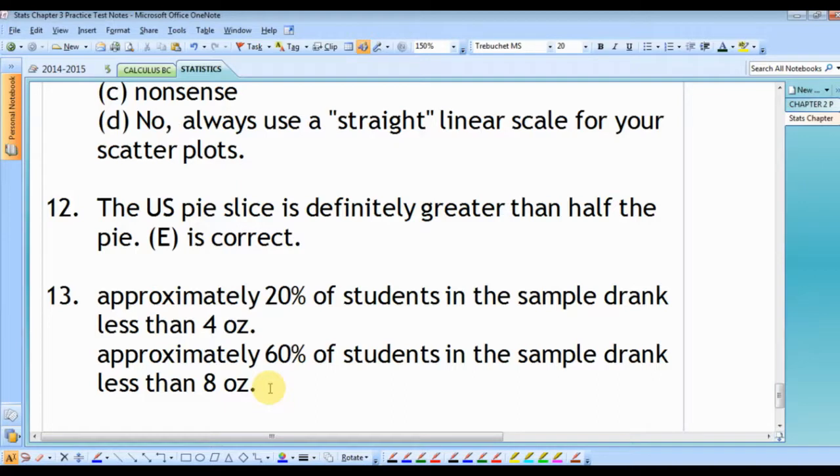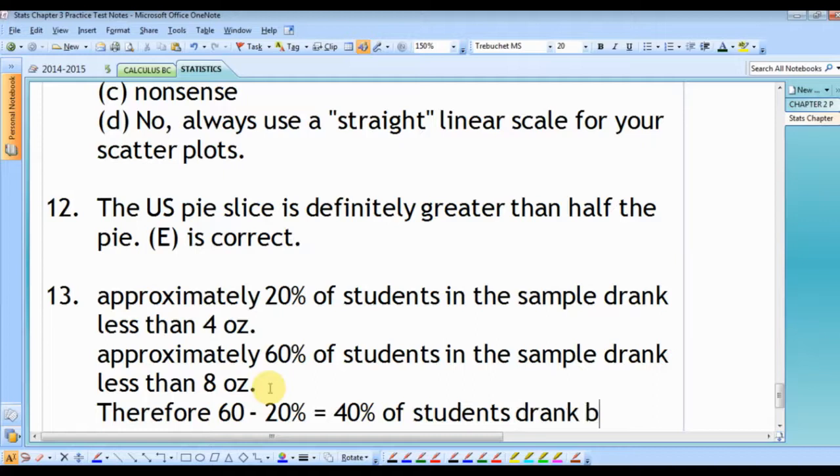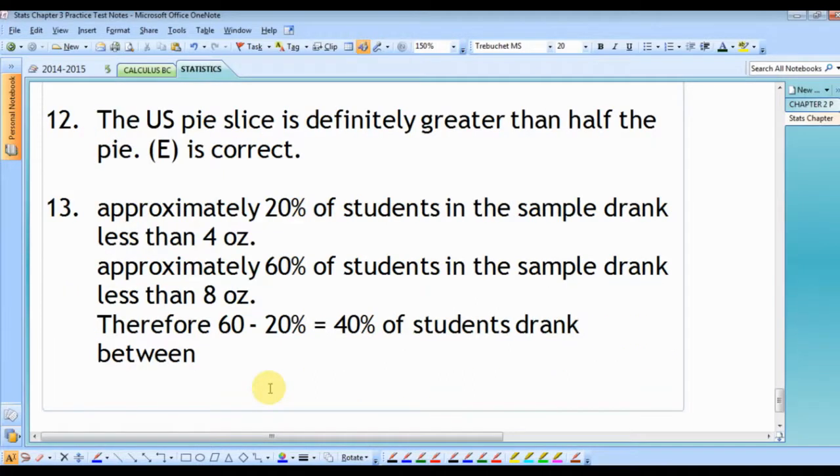No, it makes sense because you just have to isolate this layer. That's what I did. Yes, and then you just do. So yeah, 40%. Therefore, about 40% are somewhere between 4 and 8 ounces. That seems about right. Okay?